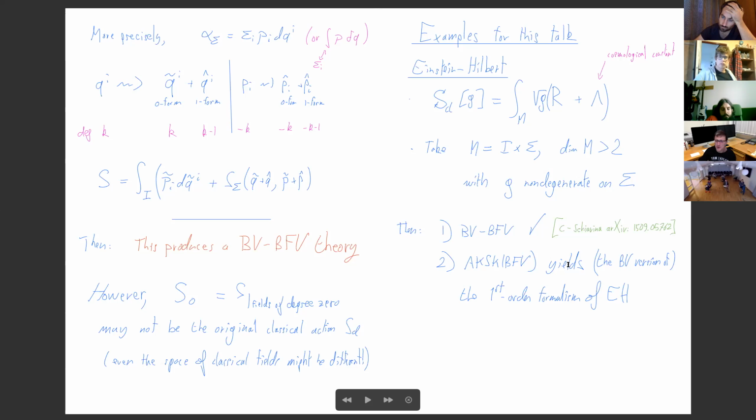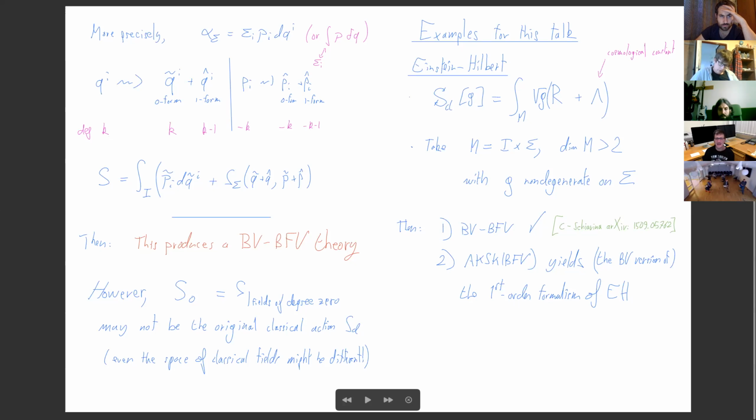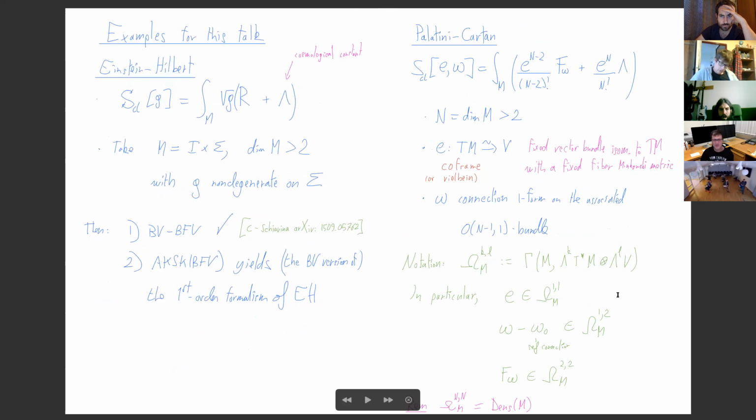And the resulting theory is in some sense equivalent to this one. It turns out to be not exactly the same. It simply turns out to be the BV version of the first order formalism for this theory. The first order formalism is that here we have just the action depending on the position variables. What you have to do is compute its momenta and then do the proper Lagrangian transform to get the first order formalism. And the AKSZ construction produces the BV version of the first order formalism. So this is nice. And now let's move, in the last few minutes, to the Palatini-Cartan formalism.